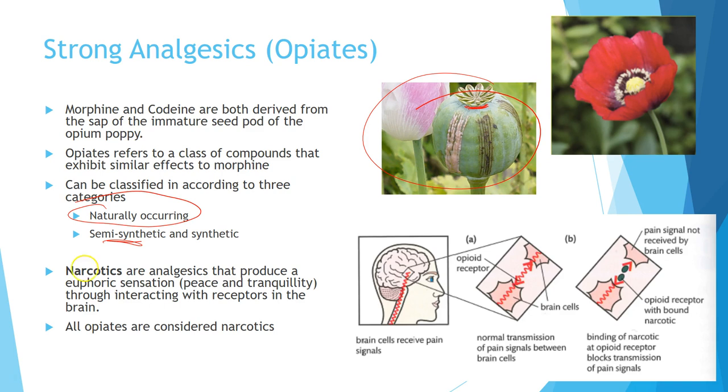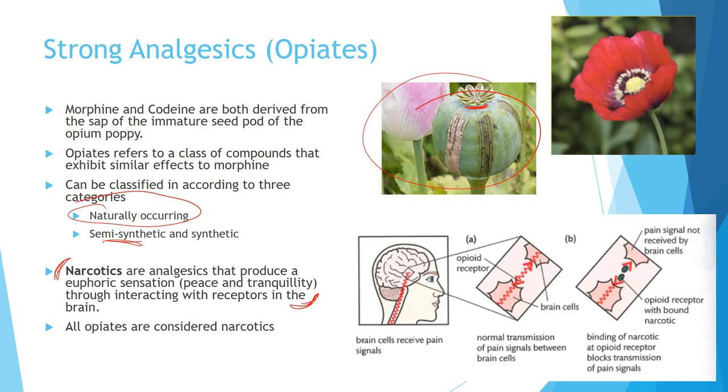Okay, so as we mentioned, opiates are naturally occurring narcotics, and these are basically drugs that produce a euphoric sensation, that feeling of peace and tranquility. So calming, that sense of euphoria. This is because of the way that they interact with receptors in the brain. All opiates are considered to be narcotics. They all, to some extent, have that calming and tranquil euphoric sensation because of where they act in the brain.